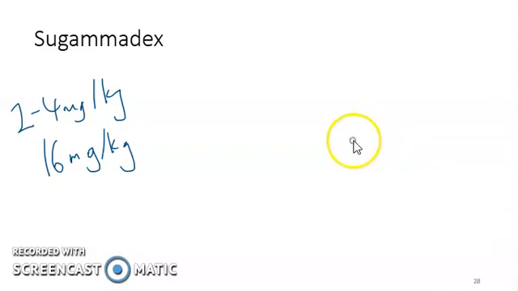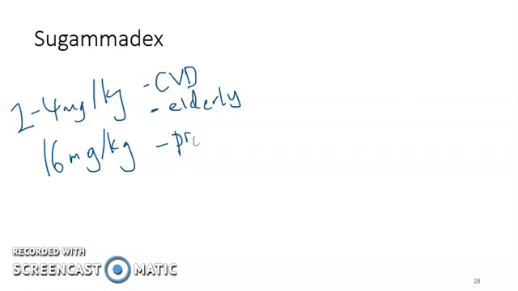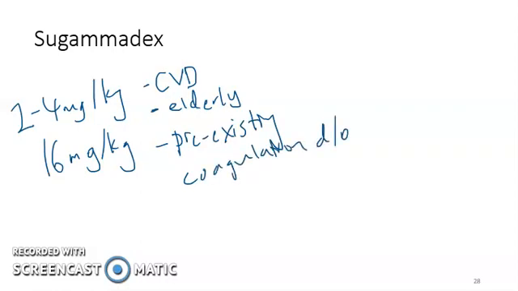So you have to be cautious in patients with cardiovascular disease. The recovery from the neuromuscular blockade may be delayed for patients with neuromuscular disease. And then the elderly, and then patients with pre-existing coagulation disorders.